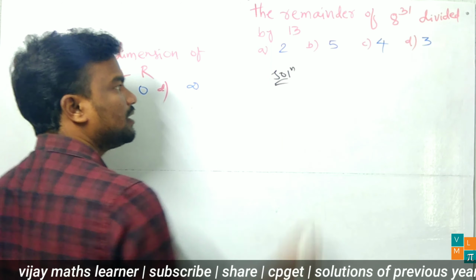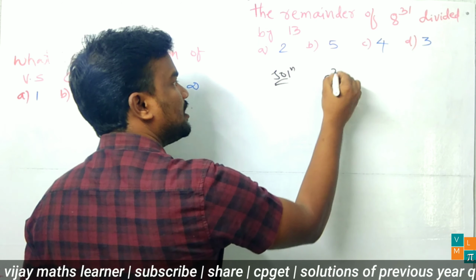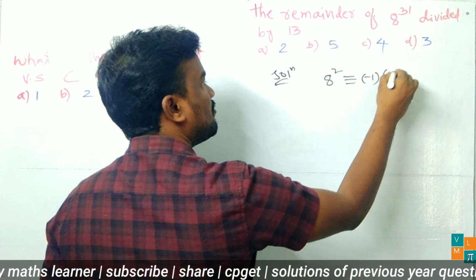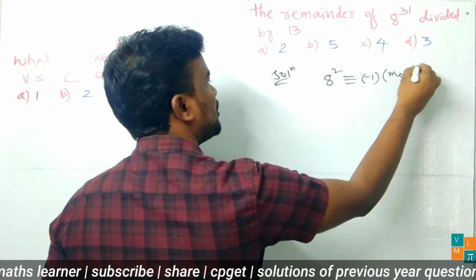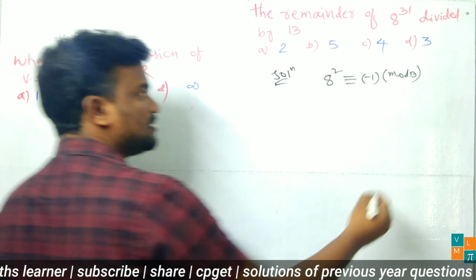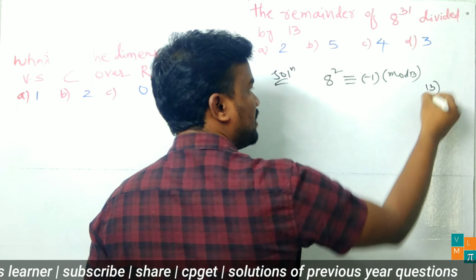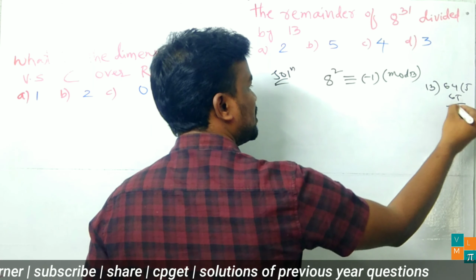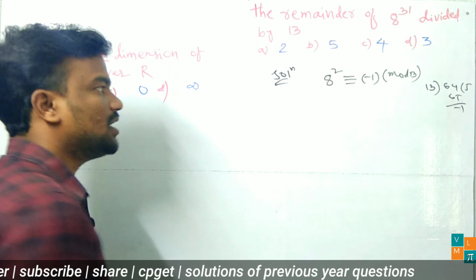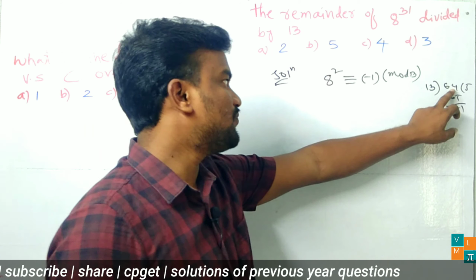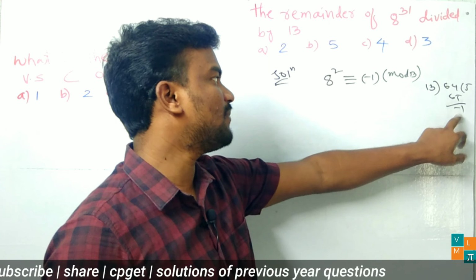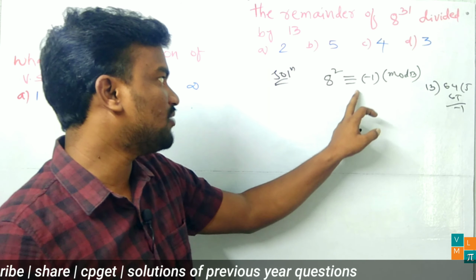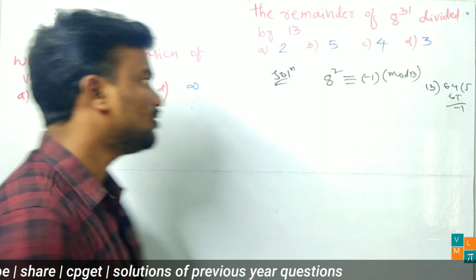Now see the solution here. I am taking 8 squared is congruent to minus 1 modulo 13. Since if you divide 64 by 13, 13 times 5 is 65. Subtraction, what do we get? Minus 1. If you divide 64 with 13, the remainder is minus 1. So 8 squared is congruent to minus 1 modulo 13.